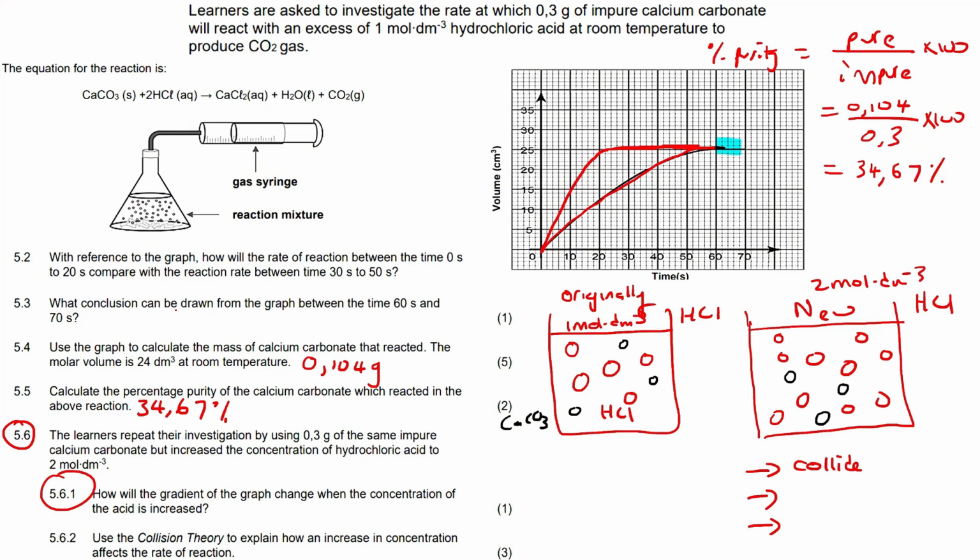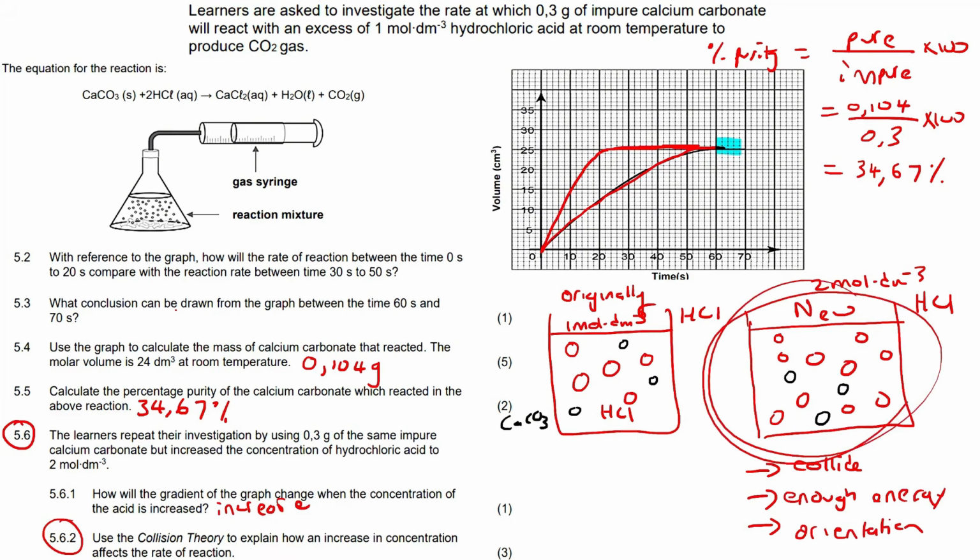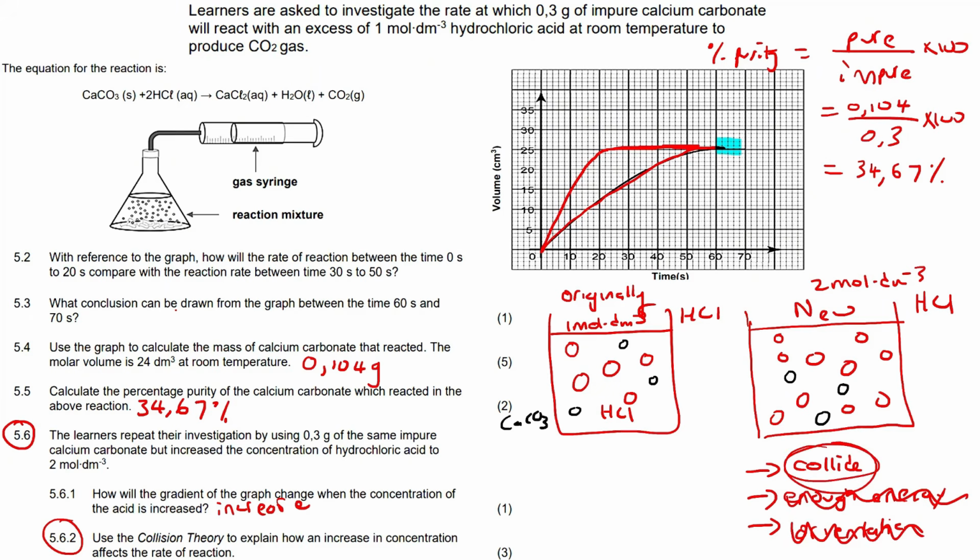Now, we've done that one for 1 mark. So I said, how will the gradient, we said it will increase. Now, this last one says, use the collision theory to explain how an increase in concentration affects the rate. Okay, so remember, collision theory tells us that in order for a reaction to happen, the particles have to collide. They need to have enough energy, and they need to have the correct orientation. Now, by increasing the concentration, we have a system that now looks like this. That doesn't affect the energy. The particles still have the same energy, and that doesn't affect the orientation. All that it means is that there will be more collisions, which means there's a more likely chance of effective collisions, meaning the reaction rate will increase.